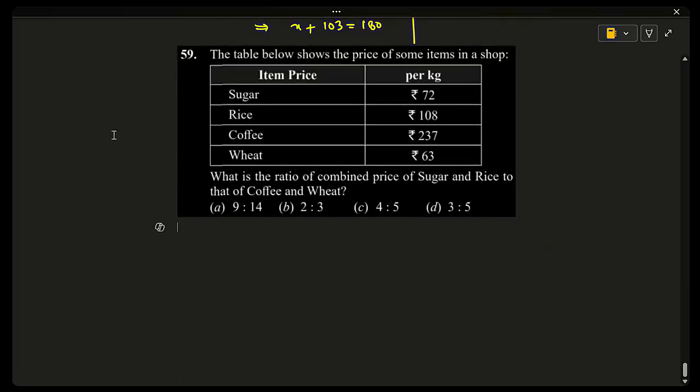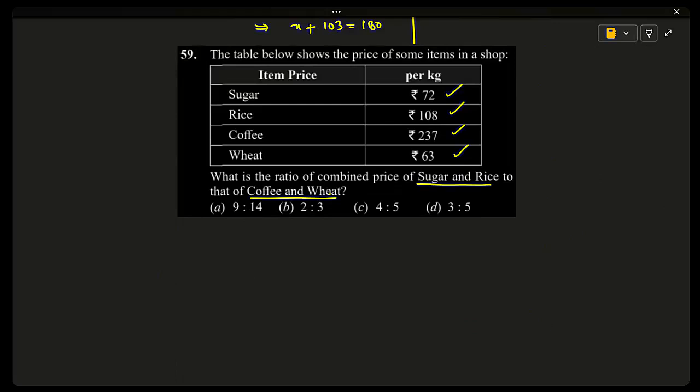Fifty-ninth one. The table below shows the price of some items in a shop. Sugar 72 rupees per kg, rice 108 rupees per kg, coffee 237 rupees per kg, wheat 63 rupees per kg. What is the ratio of combined price of sugar and rice to that of coffee and wheat?